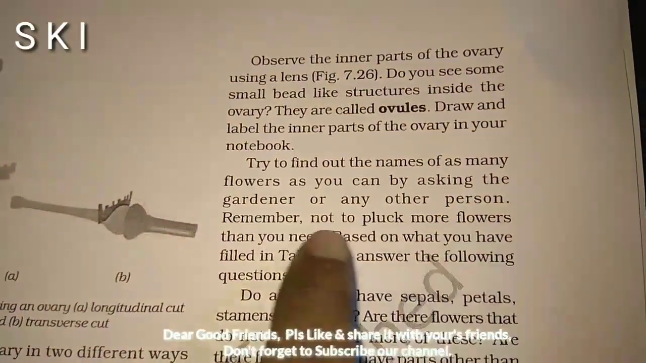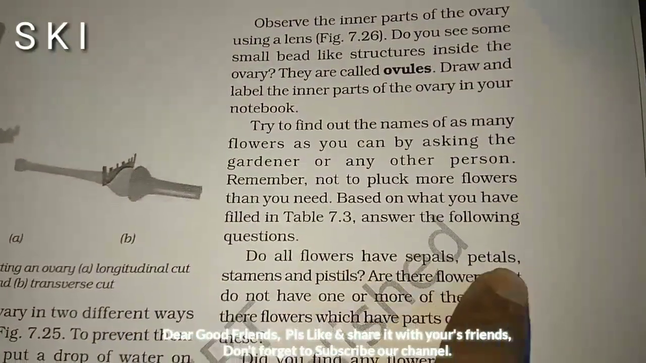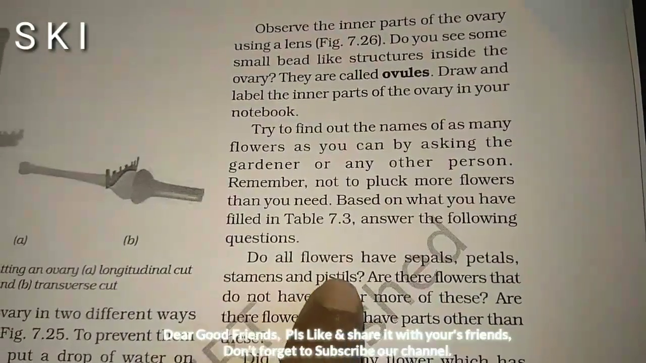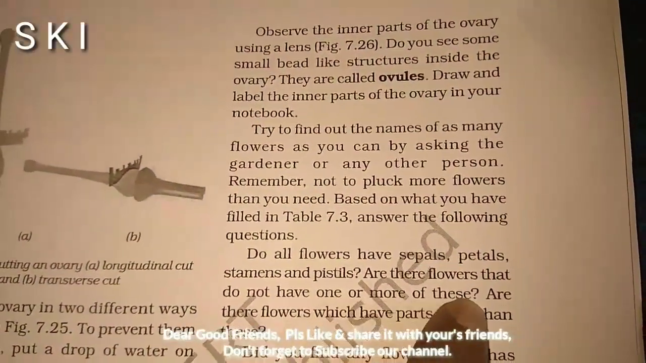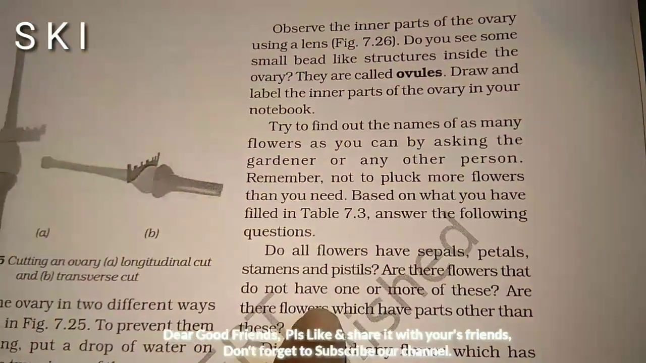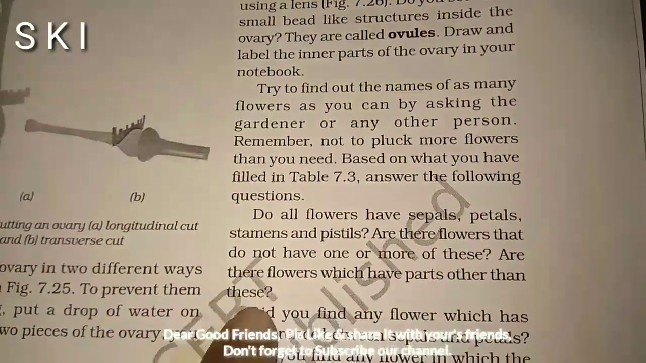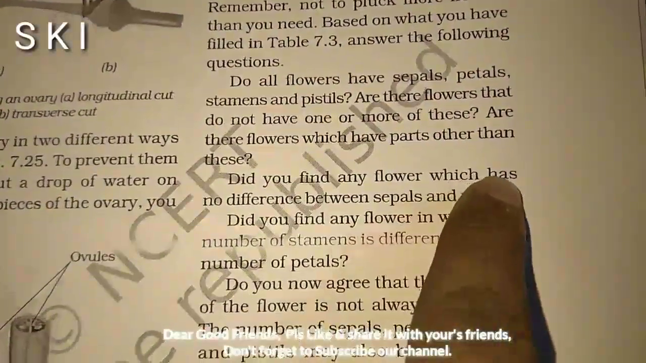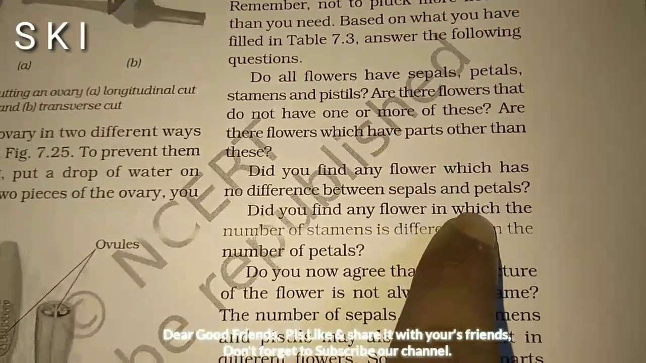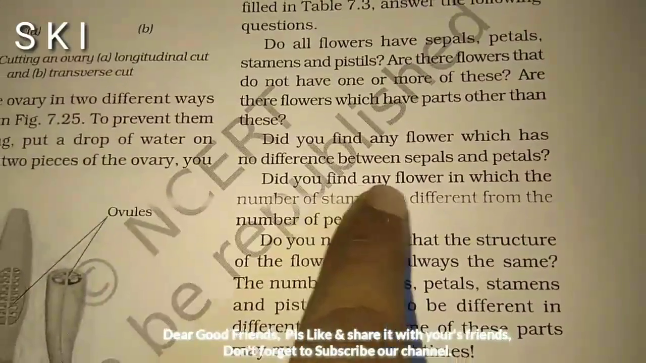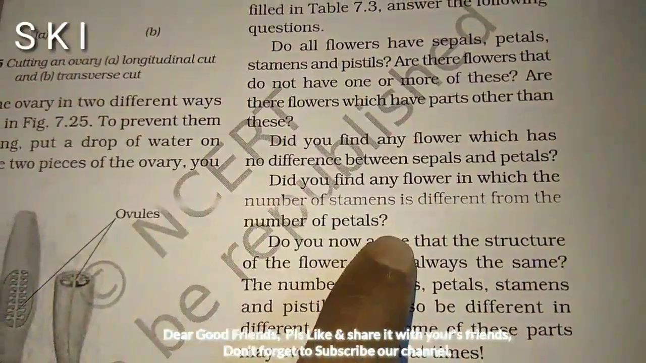Based on what you have filled in Table 7.3, answer the following questions. Do all the plants have sepals, petals, stamens and pistils? Are there flowers that do not have one or more of these? Are there flowers which have parts other than these? Do you find any flowers which have no difference between sepals and petals? Do you find any flower in which the number of stamens is different from the number of petals?